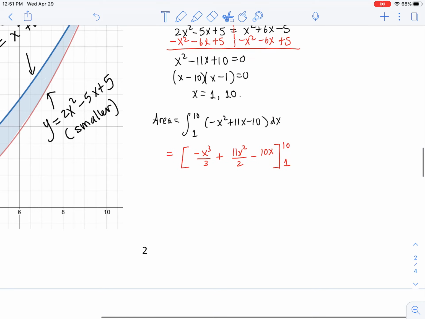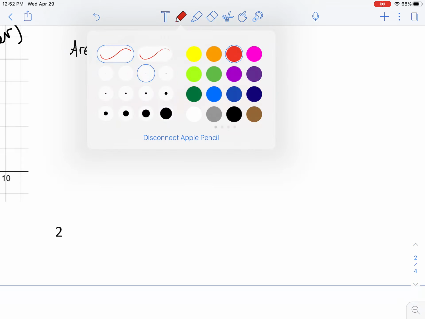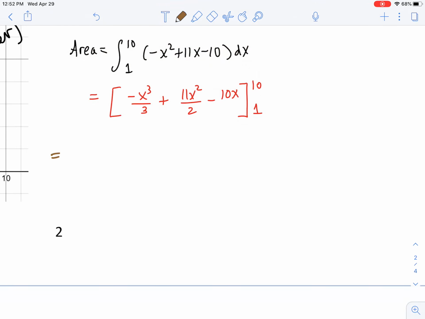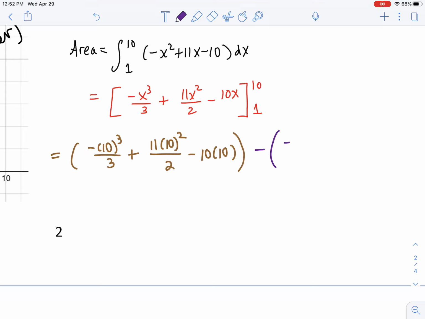So I'm going to need a little more room. So let me go ahead and make this work a little bit smaller. Okay. Now, remember, so far, when we were plugging in, the lower bounds were 0. So they canceled out nicely, but this is not going to cancel out. So I'm going to plug in 10 first. If I plug in 10, I'll get negative 10 cubed over 3 plus 11 times 10 squared over 2 minus 10 times 10. And then you have to subtract the answer that you'll get when you plug in 1. Negative 1 cubed over 3 plus 11 times 1 squared over 2 minus 10 times 1.